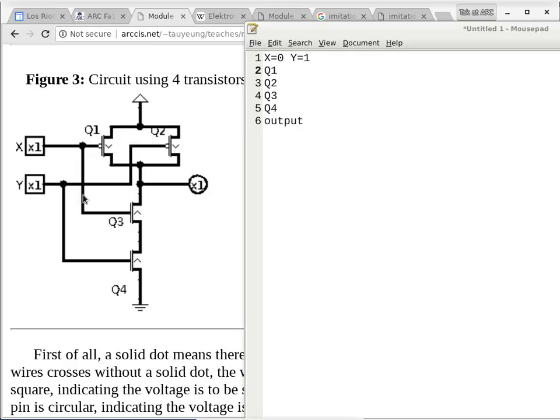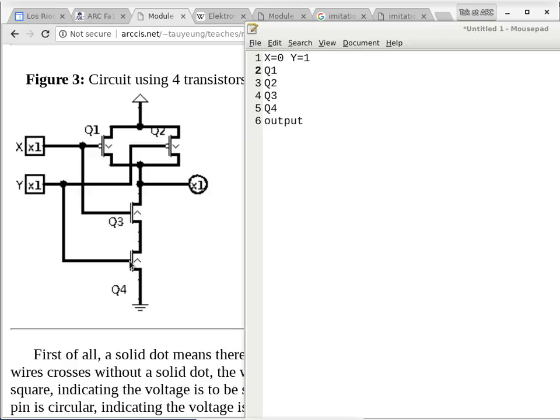On the other hand, when you see a dot here, it means they are connected. So that means this is a junction that connects to the pin Y. It also connects to the gate of Q2, and it also connects to the gate of Q4. Is that okay?